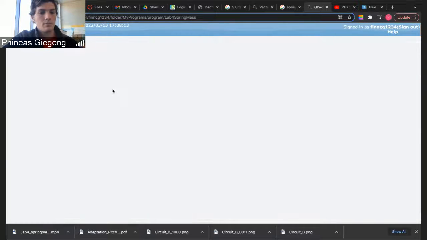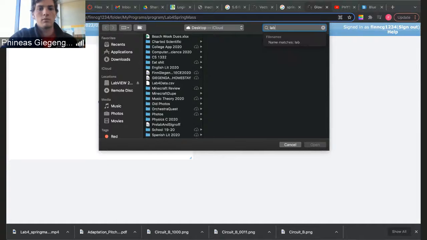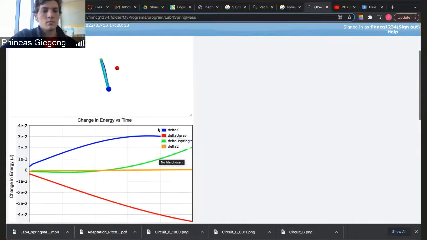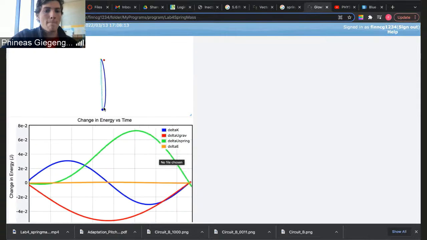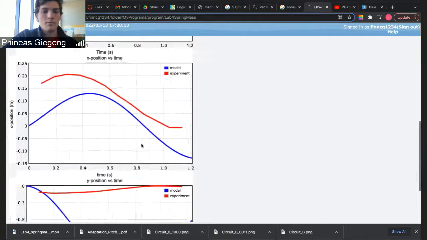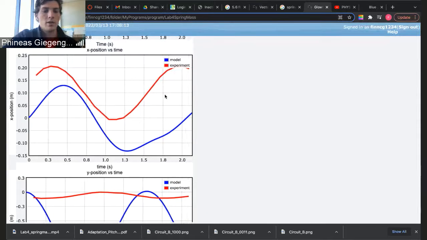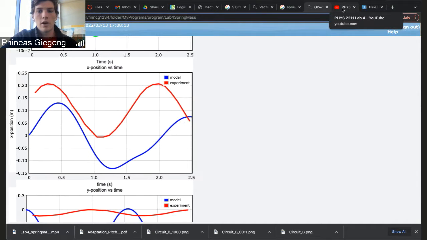Now I'll run it. I have to import a CSV file from Tracker that had the position. Yes, you can see it's oscillating. As you can see, it's oscillating similarly to the Tracker data.